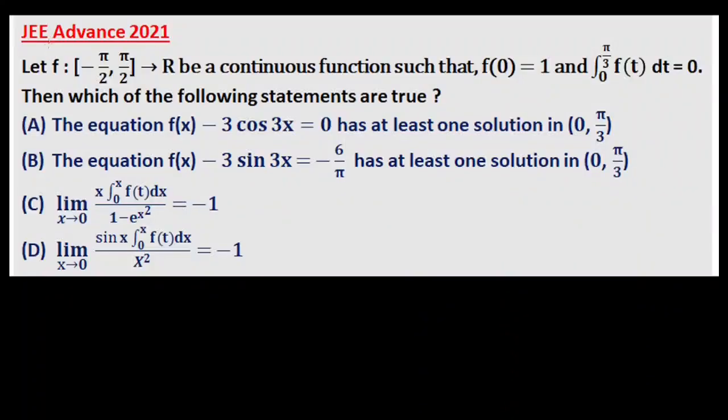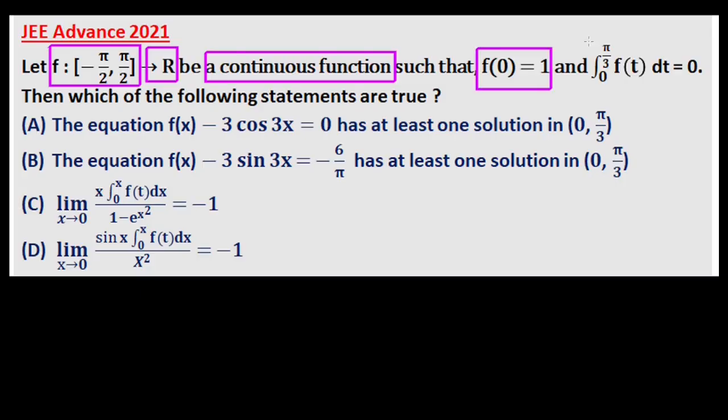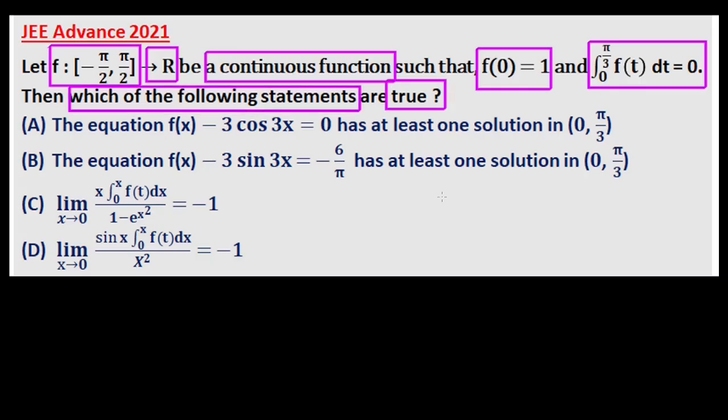In this question, function f defined on R is a continuous function such that f(0) is 1 and the definite integral of f(t) dt from 0 to pi by 3 is 0. We have to tell which of the following statements are true, which means there could be more than one option true. There are 4 options given. We have to verify each option for its correctness.